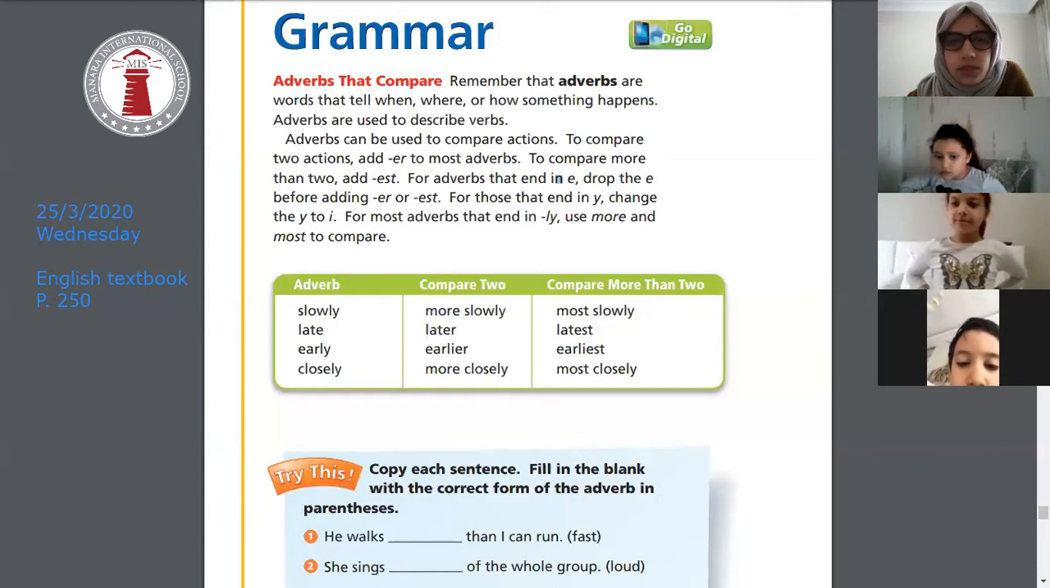So on page 250, we are going to start learning about the adverbs. I'm going to put my marker here.